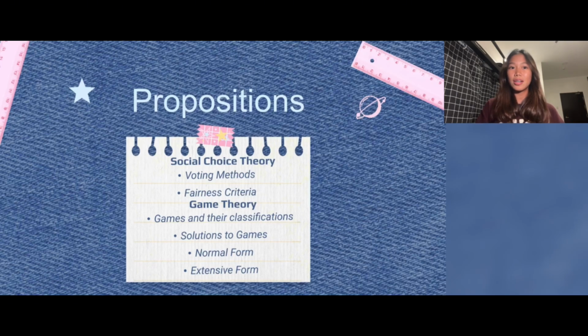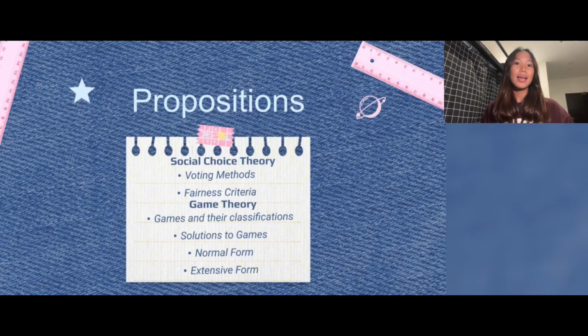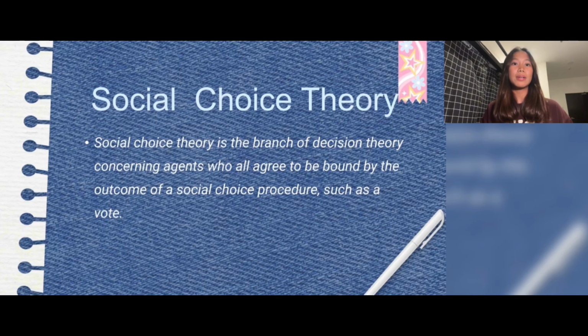So without further ado, let's get onto the lecture. First up, we have social choice theory. This is a branch of decision theory where individual preferences are used to come up with a collective or social decision. In simpler terms, it's all about how groups make choices, whether it's voting for a president, choosing a class leader, or even deciding what to eat as a group.